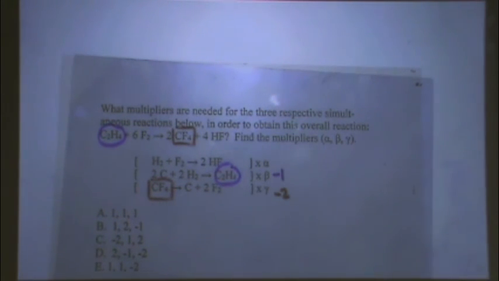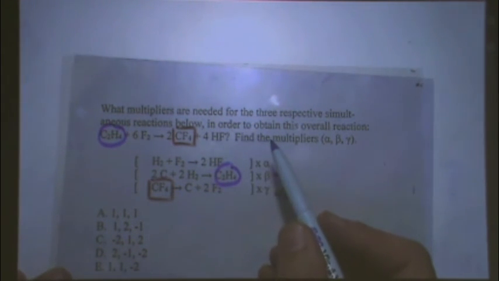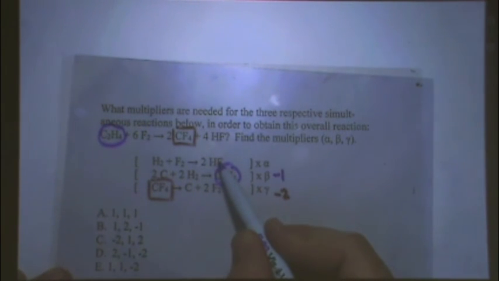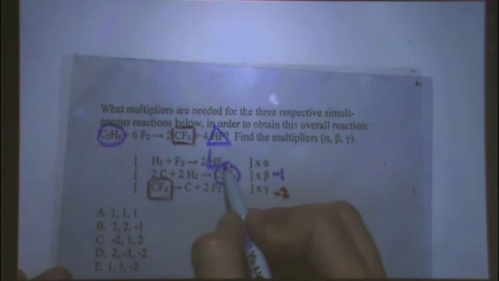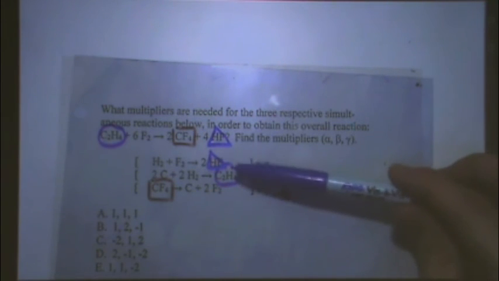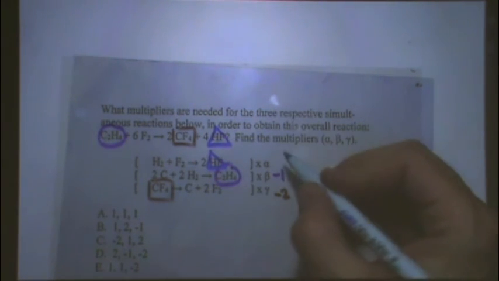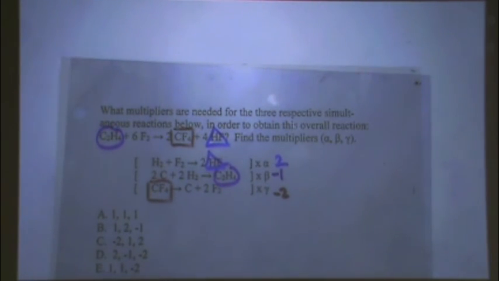That second and third are set. Now I'll use blue. Let's see, can I use HF? Yeah, that looks good. I need 4, so I'm going to multiply by 2, right? Okay. Now, do I need to do anything else, or am I done? I mean, besides circling the correct answer, which is D, I'm done.